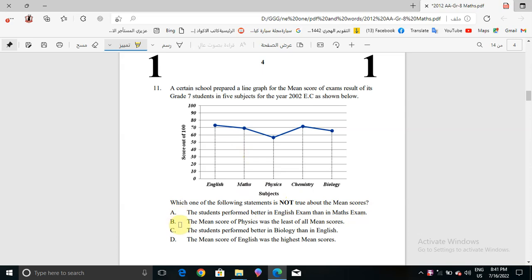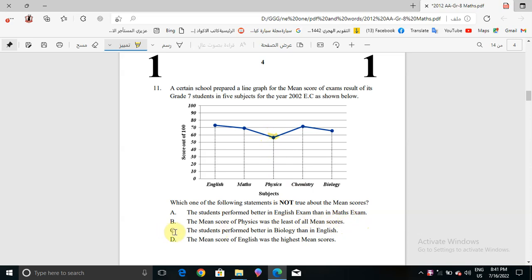Now in choice B, the mean score of physics was the least of all the means. Yes, it is the least here. If you look here, physics is the least. Okay, so that means B is also a correct statement.